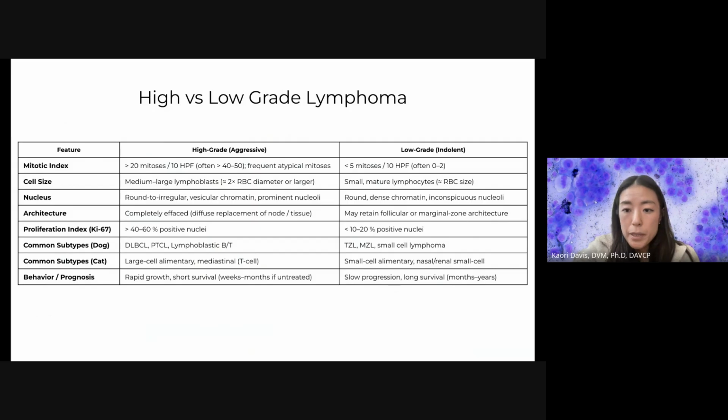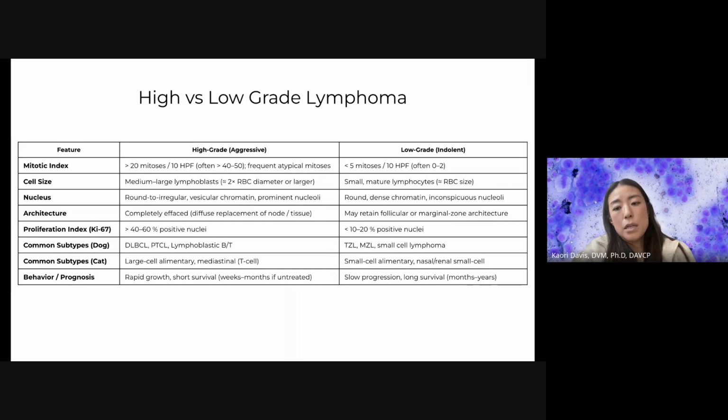So the high-grade lymphomas will have a higher mitotic index, and they have greater than 20 mitoses in 10 high-power fields in the histopathology. But often this mitotic index can be 50 or greater. The mitosis can be really atypical, so we see bizarre mitotic figures in these high-grade lymphomas. And compared to that, the low-grade lymphomas are slow-growing, and the cells are not as frequently dividing. So we typically see less than 5 mitotic figures in the 10 high-power fields.